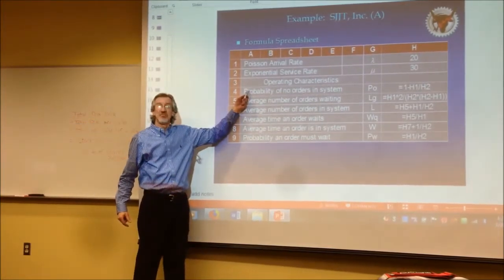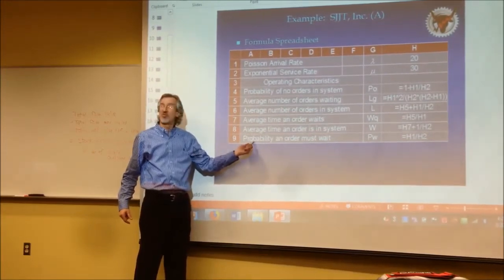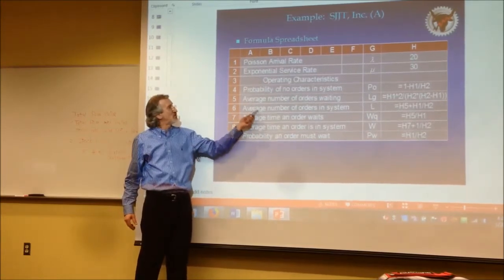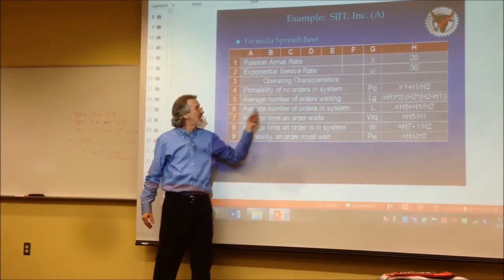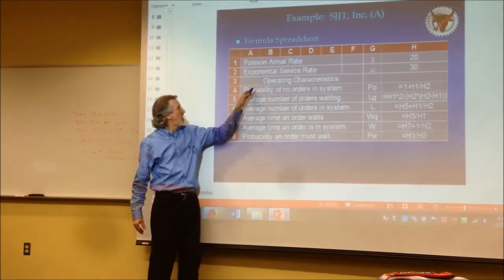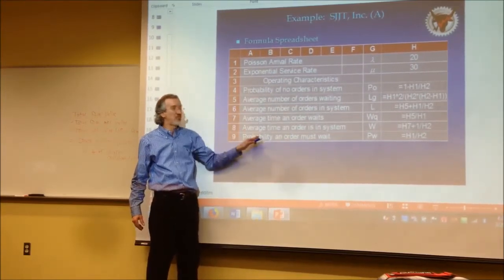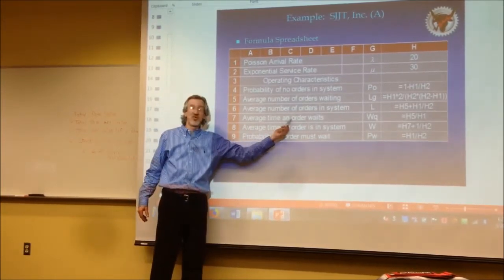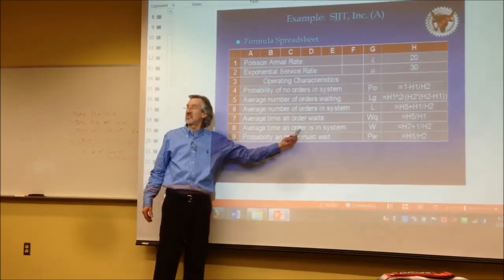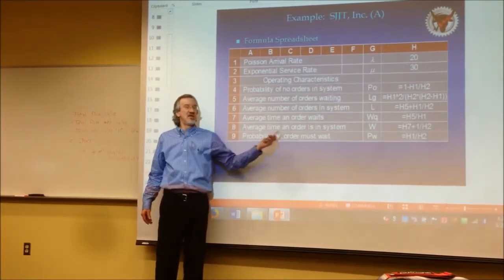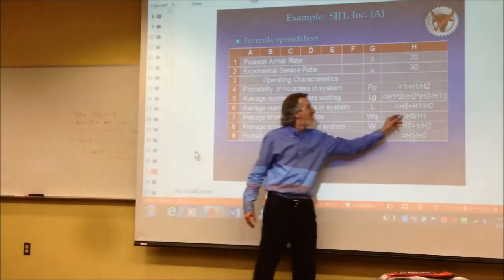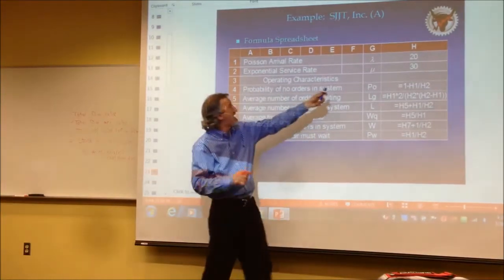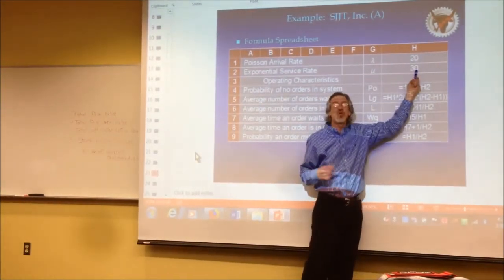Probability of no orders in the system. And down here, the probability an order must wait. Those are 2 of the 6. These 2 are average numbers: average number of orders waiting, average number of orders in the system. And these 1, 2, 3, and 4 that I just told you about are pretty easy. Where everybody starts to have trouble is these 2: average time an order waits, average time an order is in the system. And the reason these 2 are the hardest is because you're calculating the portion of time based on whatever amount of time the arrival rate and service rate represents.